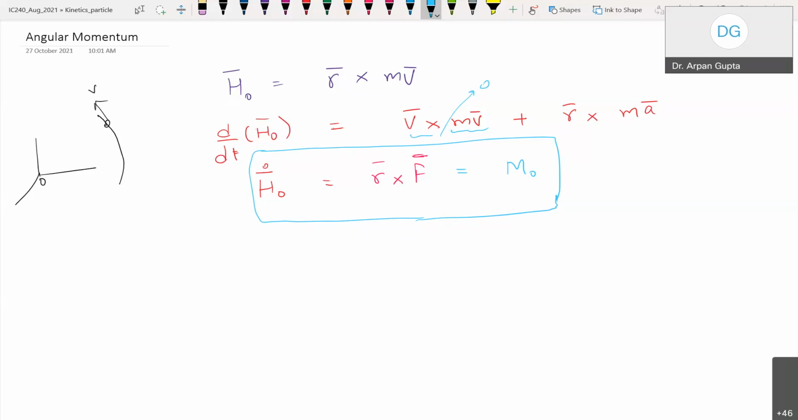So from Newton's laws, we wrote the expression of angular momentum, and after taking its derivative with respect to time, we get this very important equation, which says that the rate of change of angular momentum is equal to the net moment applied on the system about point O. Right now we are talking about particles, so let's not get confused. This is a very important equation.